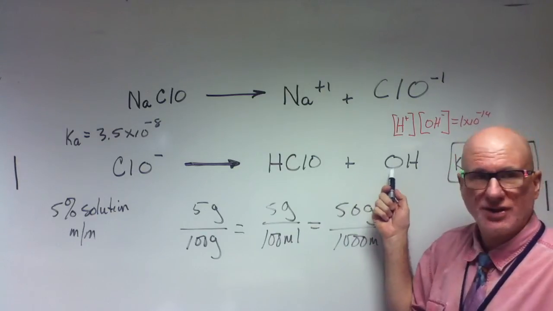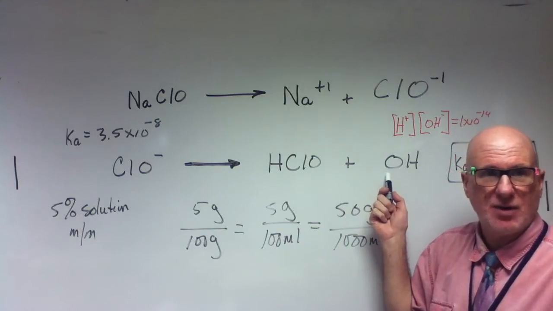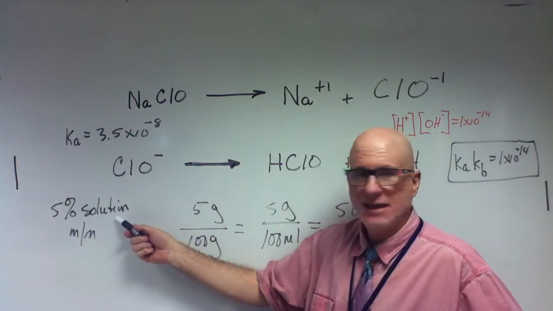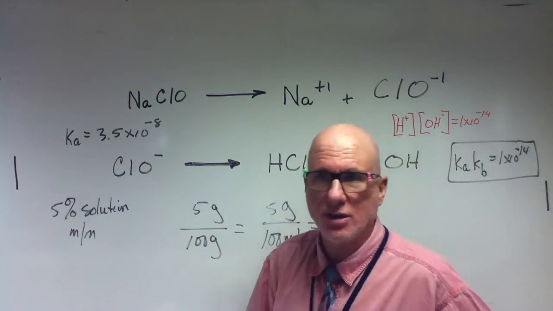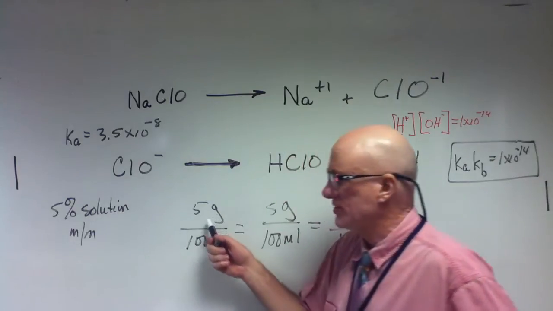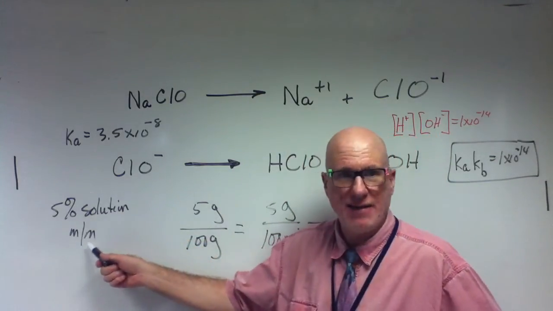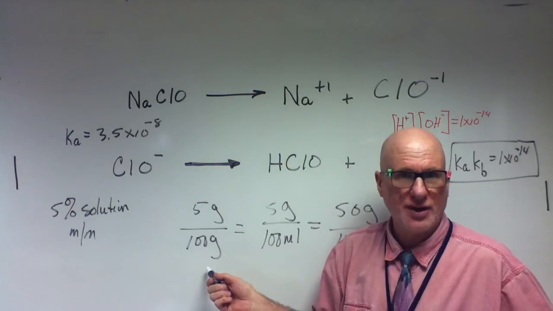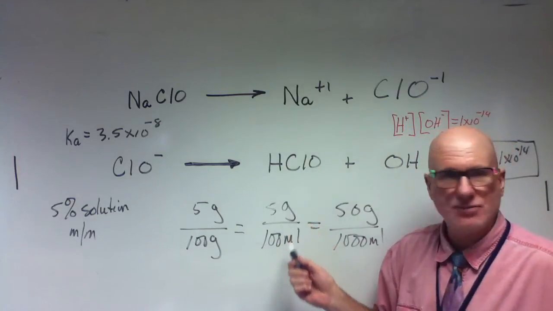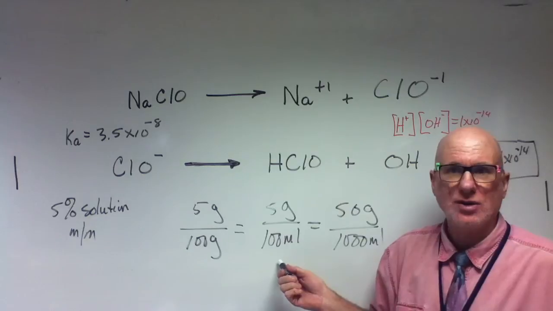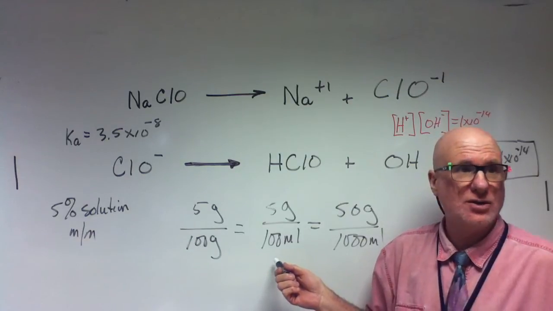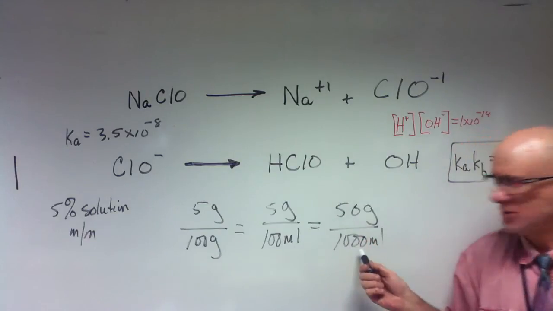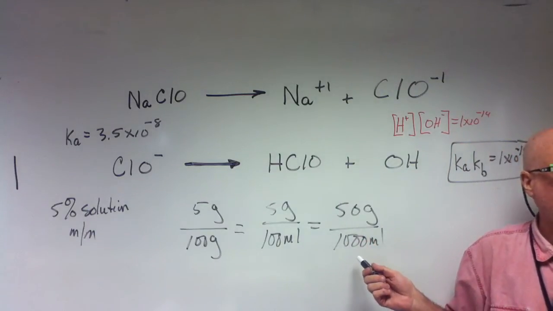I want to know what the concentration of this is, and I want to know the resulting pH of a 5% solution. The density of water is given as 1 gram per milliliter. 5% solution by mass, m over m. That's going to be 5 grams over 100 grams of water, which is the same as 5 grams over 100 milliliters, because 1 gram is 1 milliliter, the density of water. Therefore, 50 grams per 1,000 milliliters.